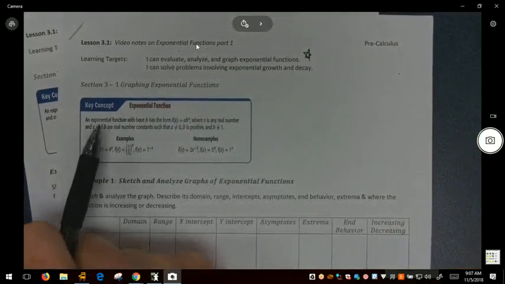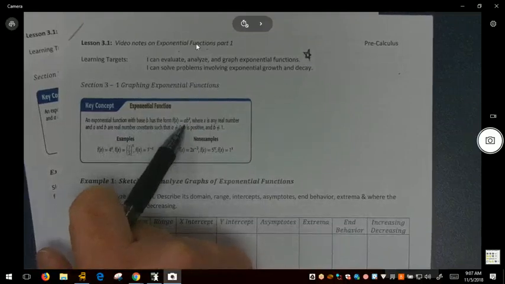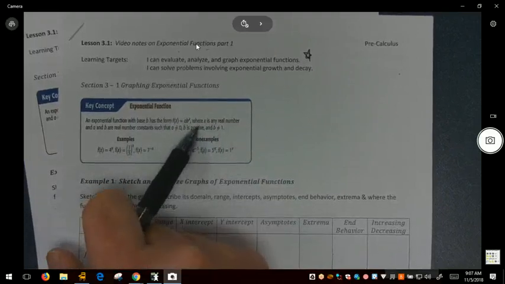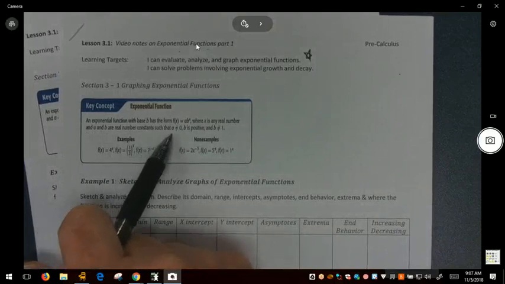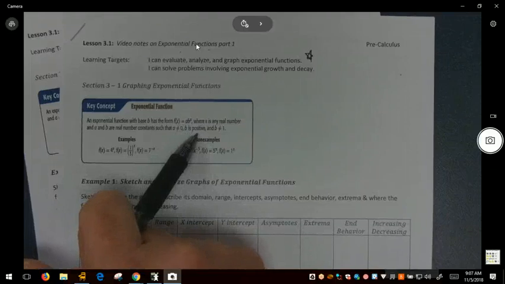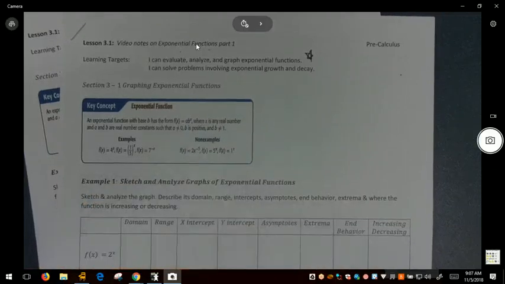An exponential function has a base and has this form: a scalar multiplier on the base raised to the exponent, the exponent being our variable, where x is any real number and a and b are real number constants, as long as a does not equal 0 and b is positive. Also, b cannot equal 1.